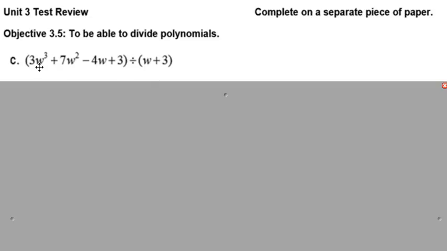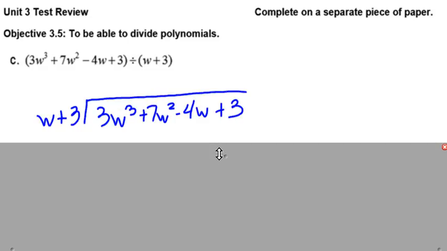So if it's a cubic, I should see my cubic term, my quadratic term, my linear term, my constant term. So all of those terms are represented. Since I have my linear, I should see my linear and my constant. So all of those terms are represented. The next thing when we're dividing is to set up our divisor and our dividend. So here's our divisor, here's our dividend, and we're going to write them accordingly.